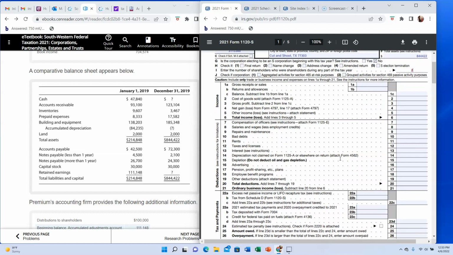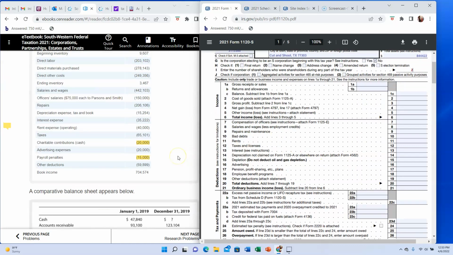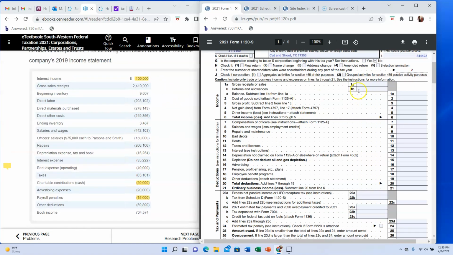All right, so now for the income. Gross receipts: 2 million. That's a lot of candy. 2,410,000.